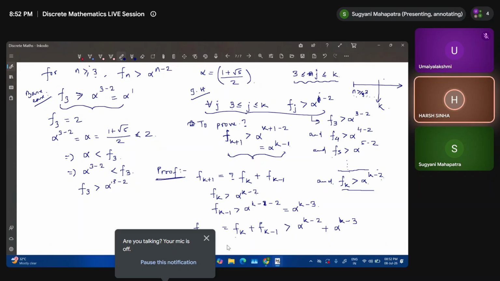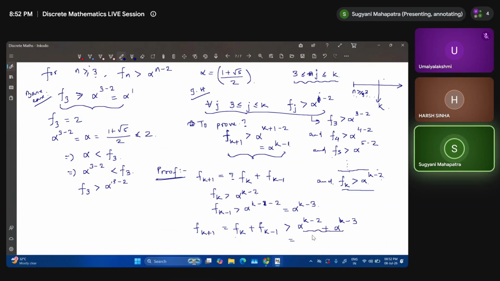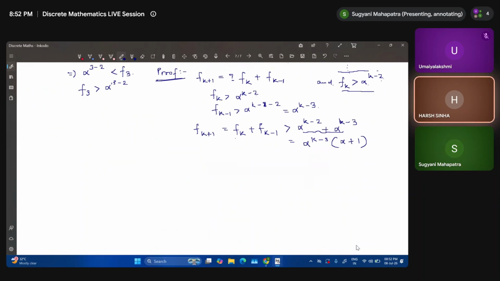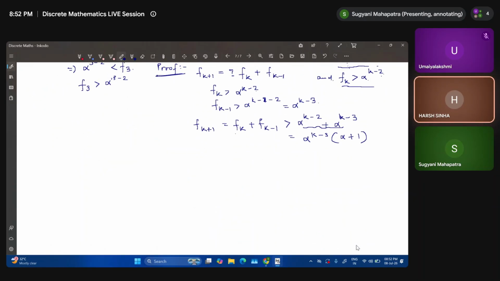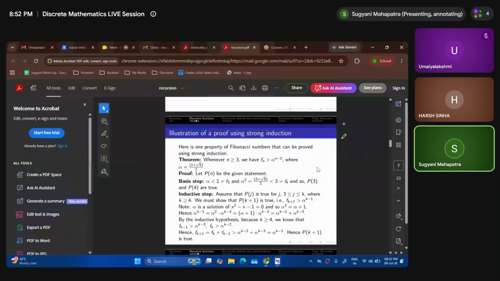Then this will be equal to what? Can you solve this value? Alpha to the power k minus 3 times alpha plus 1. So now let's substitute. Let's keep this alpha to the k minus 3 times alpha plus 1. What will this become?